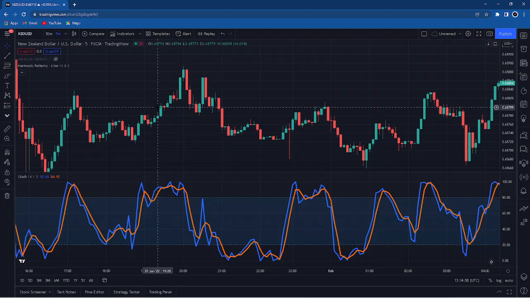Okay, so let's go. I'm on TradingView right now. My time is set to 5 minutes. My candles are set to 5 minutes. We are looking at NZD USD and what seems to be a consolidation.